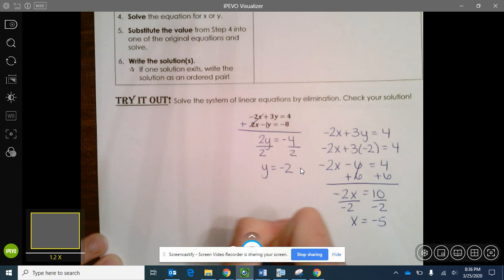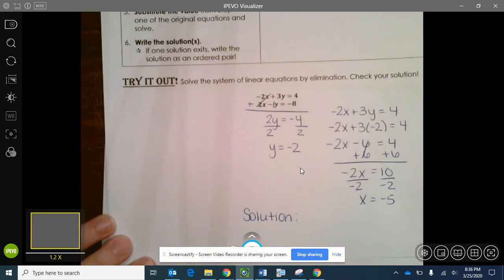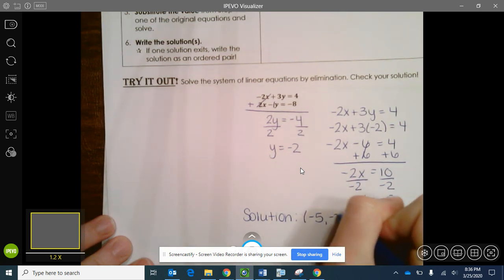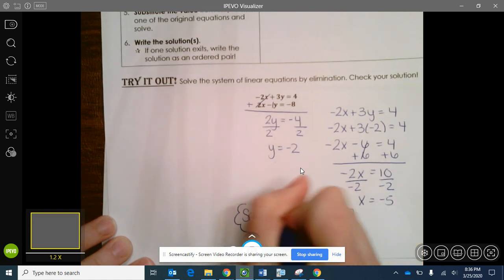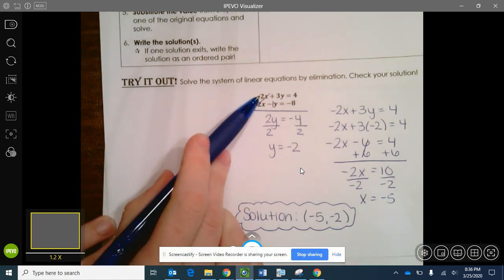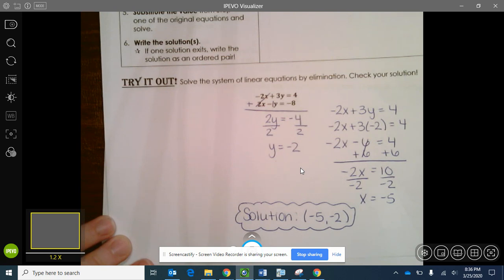So remember, write your answer as an ordered pair. So your ordered pair is always x comma y. So my solution here would be negative 5, negative 2. And remember, when you are solving a system, you can always check your work by taking your x and y values, plugging them into the first equation, making sure those values make the equation true, and then plugging them into the second equation and making sure that this x and this y also make this equation true.